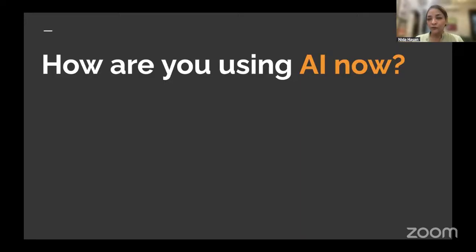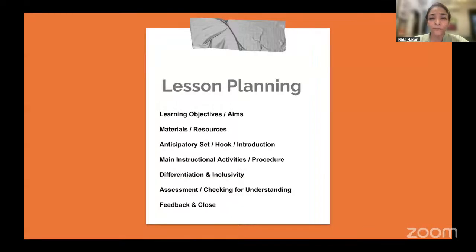So I found that I can use AI effectively to help me reduce my planning time, not to replace me as a teacher, but just to reduce my planning time. Now, what are the main parts when we are doing planning?